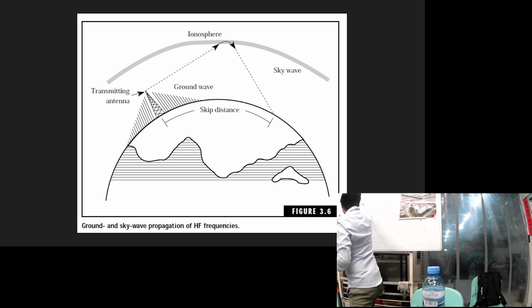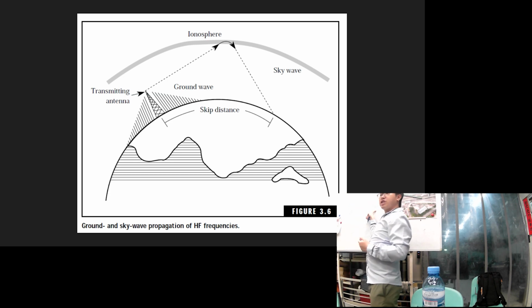Okay. And ionosphere, I've talked about this, right? What is skip distance? So the Earth looks like this, right? You've got an antenna here. Let me just draw the ionosphere as a single line. Here's the Earth surface. When the signal is emitted like this, it will be reflected to the Earth, right?